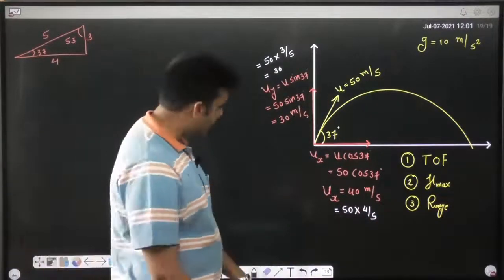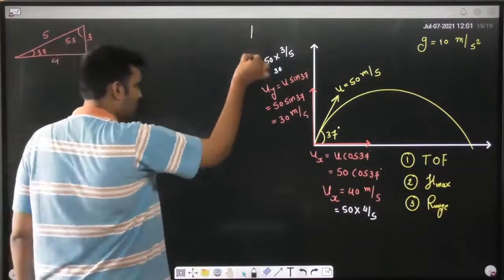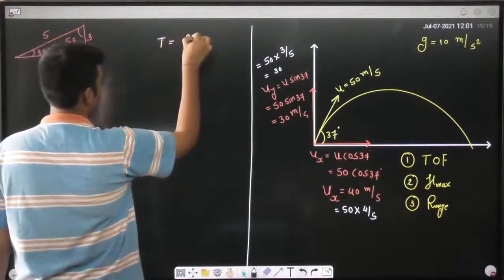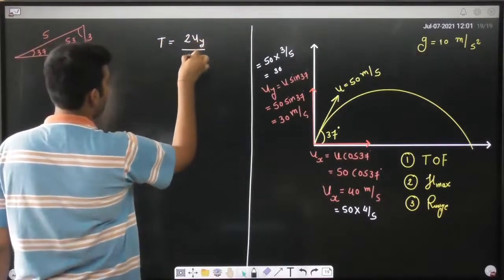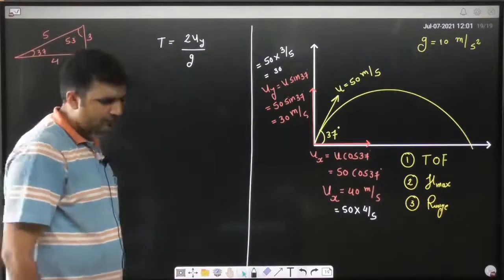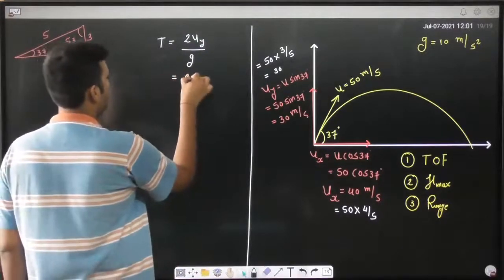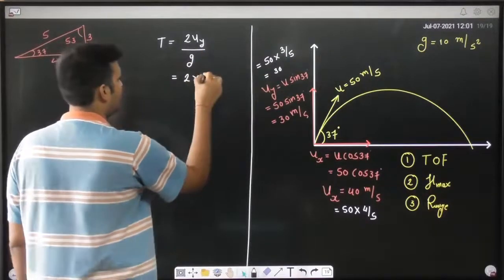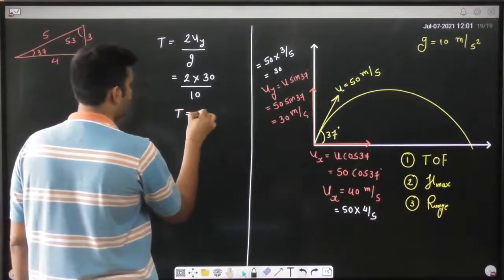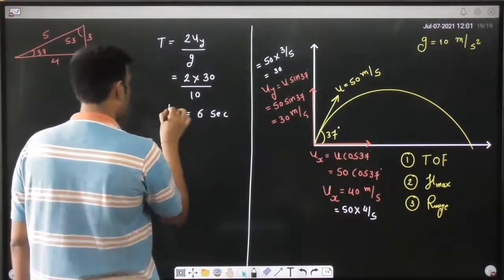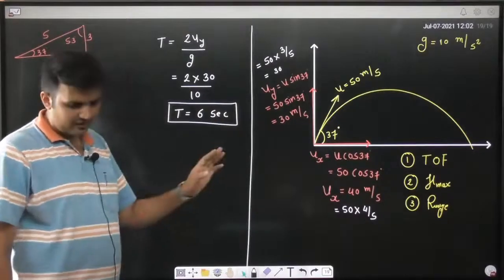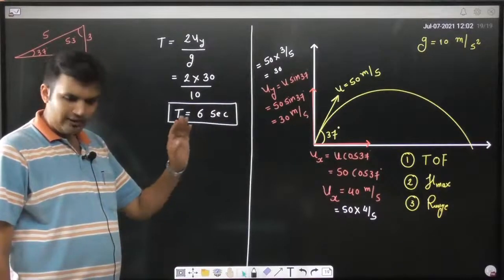Okay, on to the next part, let's solve. Time of flight is 2uy by g, right? So that is 2 into the y component of initial velocity, 30, upon g which is 10. So time of flight comes out to be 6 seconds. Your first answer: time of flight comes out to be 6 seconds.